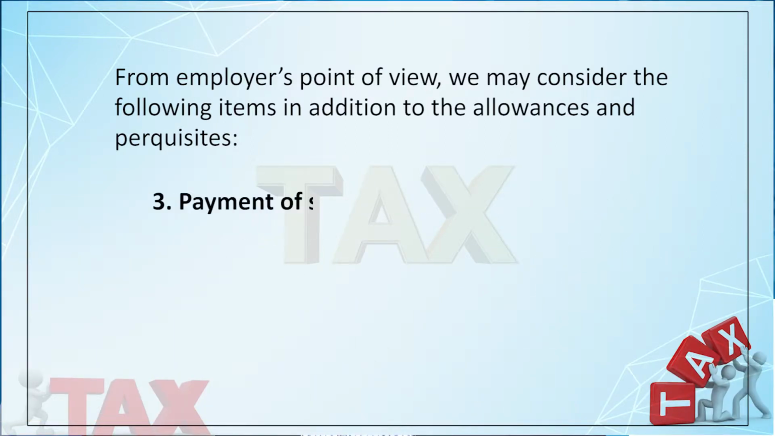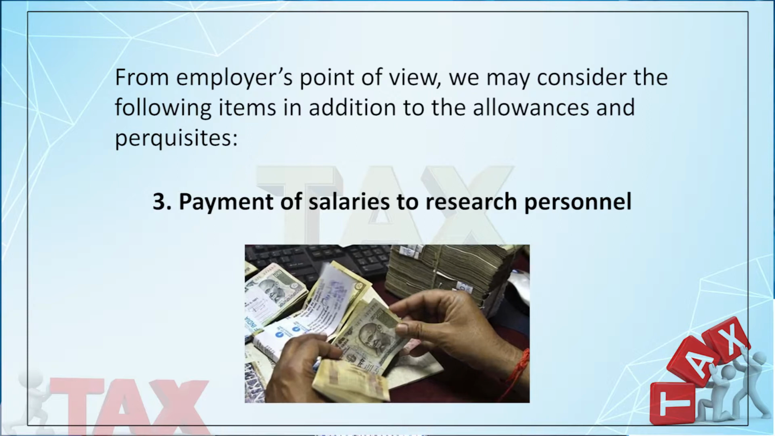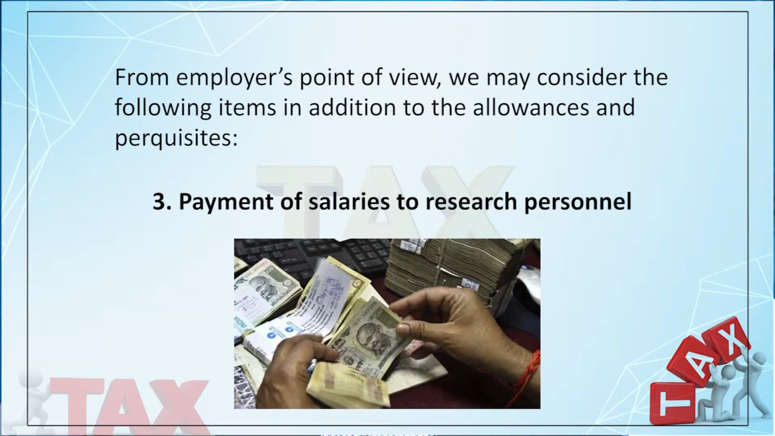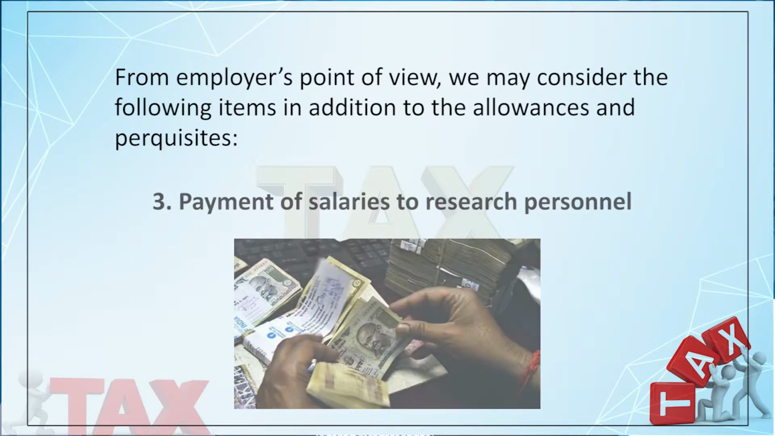Next, you may consider the payment of salaries to research personnel. In general, all types of salaries, whatever they may be called, are allowable as deduction. In addition to that, if the company runs any research activities, it may appoint some personnel for that purpose. The salary payable to personnel engaged exclusively for research work or research activities is also allowable as deduction.